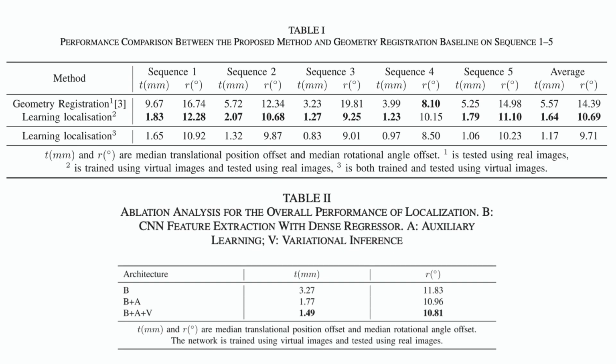According to Table 1, the performance of the proposed localization network is superior to the conventional geometry registration method, which suffers from sudden tracking failures. Furthermore, it can be observed from Table 2 that the auxiliary learning makes the main contribution to the performance improvement. The variational inference also slightly improves the performance as well as estimates the uncertainty of each prediction.